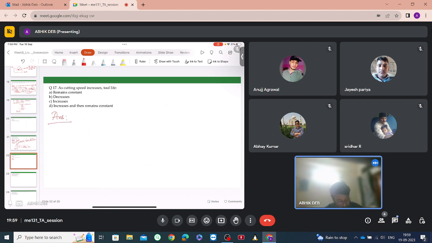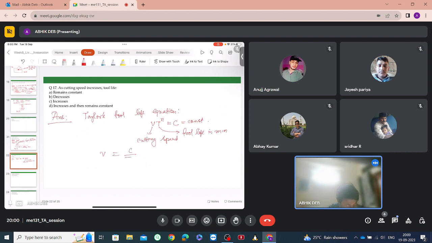See, there is an equation, Taylor's tool life equation, which is written as V t to the power n is constant. Here V is the cutting speed, t is the tool life in minutes, and this is a constant value. So we can say that V is C by t to the power of n.